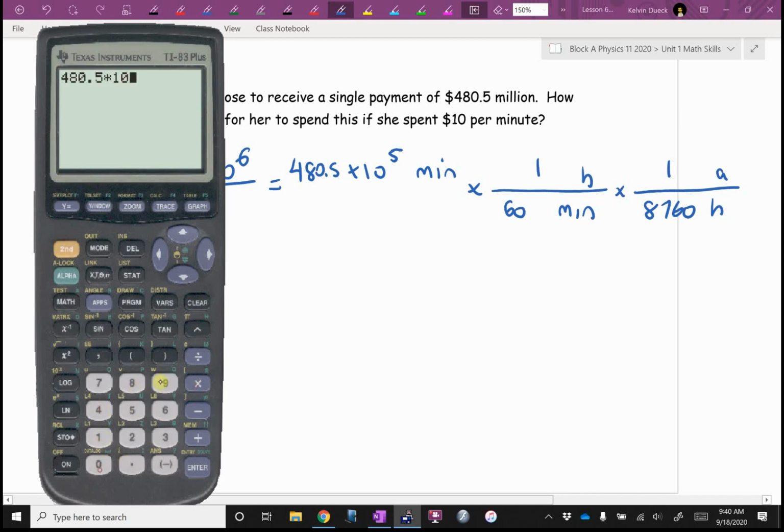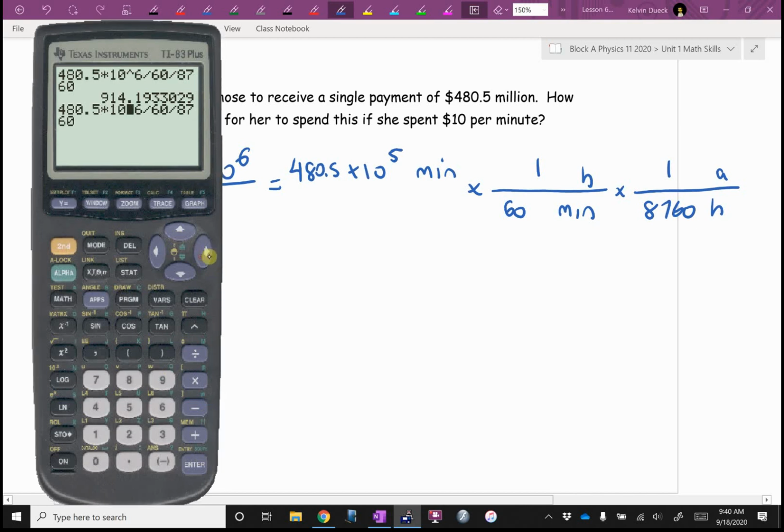480.5 times 10 to the 6th, divide by 60, divide by 8,007, yeah, that. Did I do that wrong? It should be 91. Yeah, I did an extra power of 10. 91.4 years. So the fact that she's 53, really, she cannot easily spend this money in her lifetime.